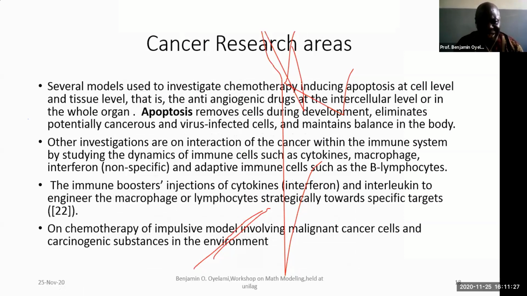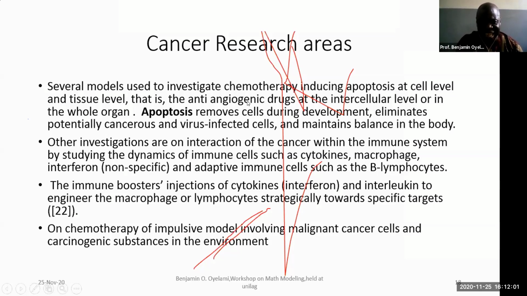Several models are used to investigate chemotherapy that is induced by apoptosis. What do you mean by apoptosis? Apoptosis simply means the killing of cells, maybe killing of cells by the immune cell system, and then gathering them together in a spot, as I explained. And then we have different kinds of drugs.